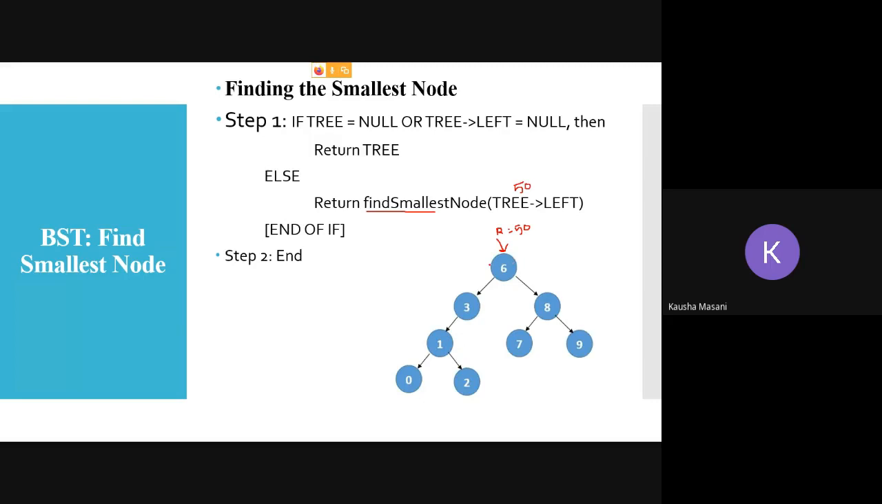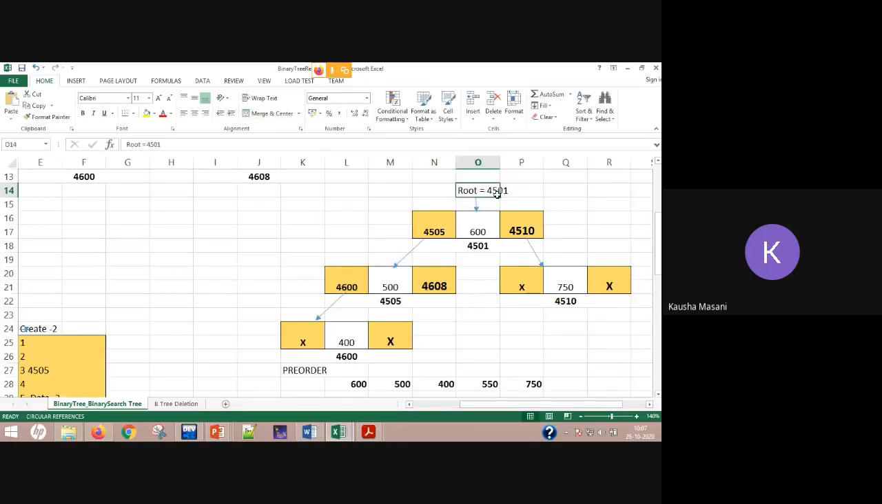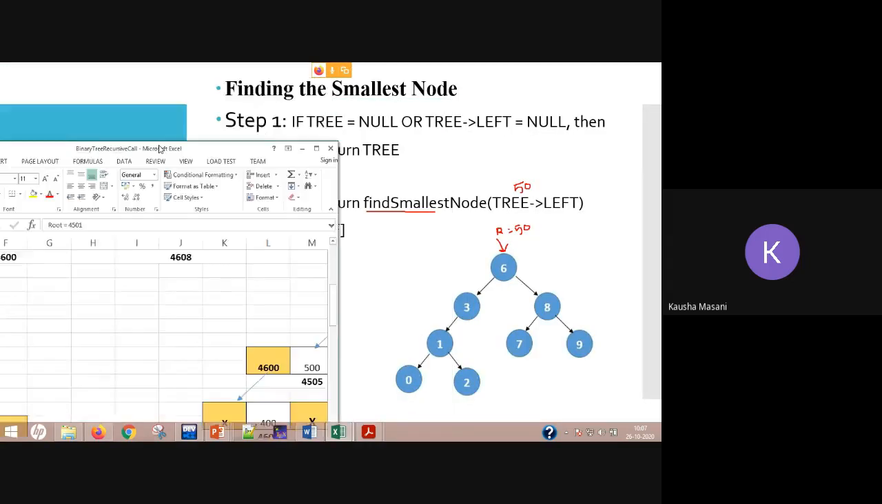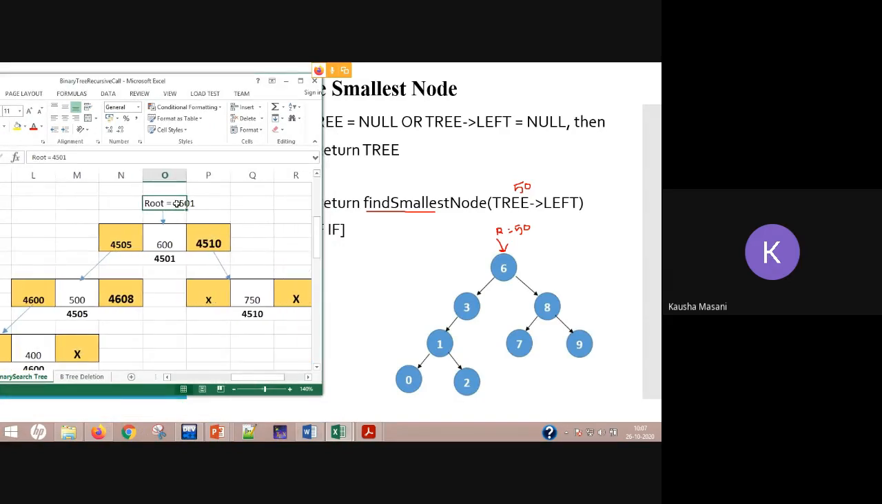Now we know that this is represented in a linked list manner. I have an Excel, just have a look here. From the very first call, this 4501 will be passed. So find the smallest node, and the root node is going to pass. So where is the control going to go? Here, at this particular node 4501. That pointer can access the left side, the right side, and the data also.